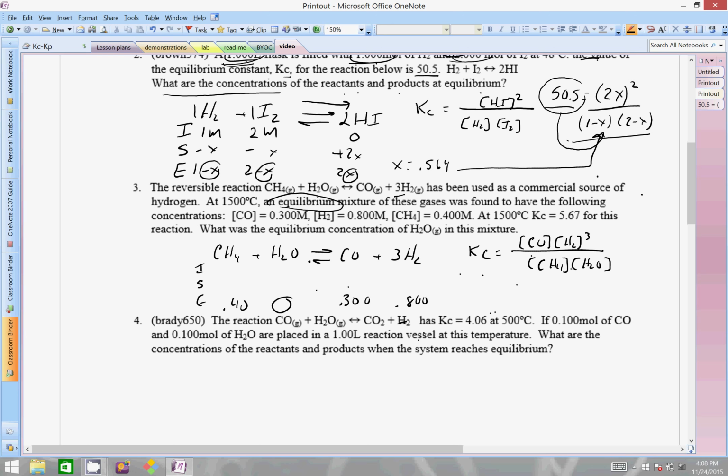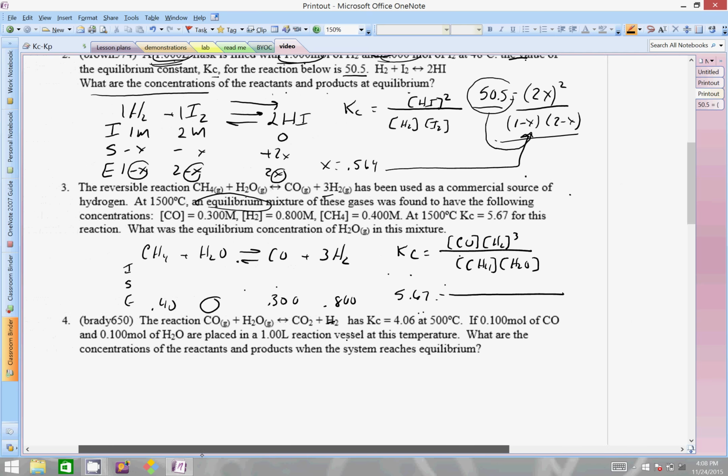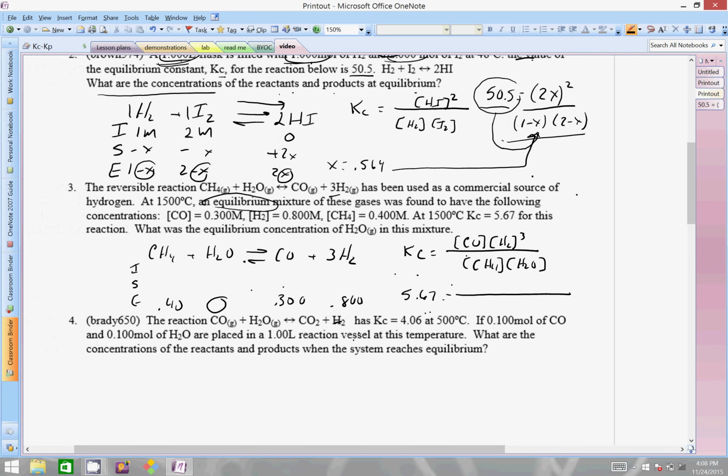So again, all this goes in here. 5.67 equals, the 0.8 goes here, the 0.30 goes here, and the 0.40 goes there. And I am looking to solve for the H2O, which is the other component right here, X. X marks the spot.